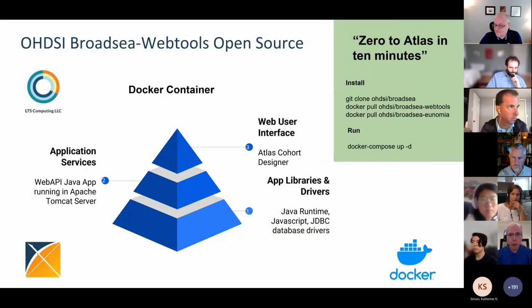And in actual fact, once I have this available, I'll put it in the forums when it's available. You actually only need to do the git clone to pull down the script and then Docker Compose up, and it will start up Atlas. And one other thing that's new is that I've created a Postgres database container called Broadsea Eunomia, which has everything set up for Atlas. So it has a Eunomia data set, which is synthetic data, very small data set, a very small set of vocabulary data to support that, and then all the different tables and components that you need to get Atlas up and running. So that really is going from 0 to Atlas without any other necessary configuration.